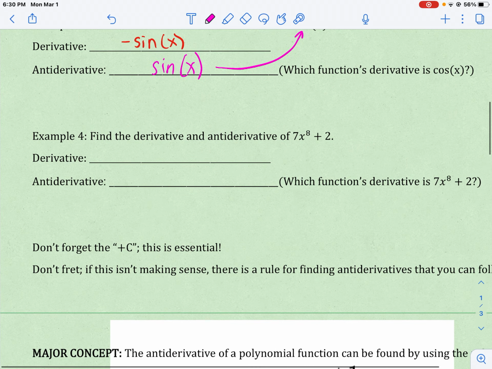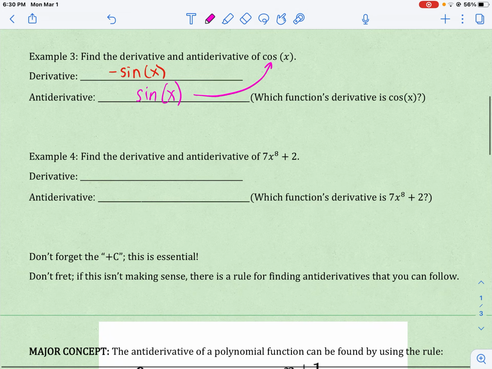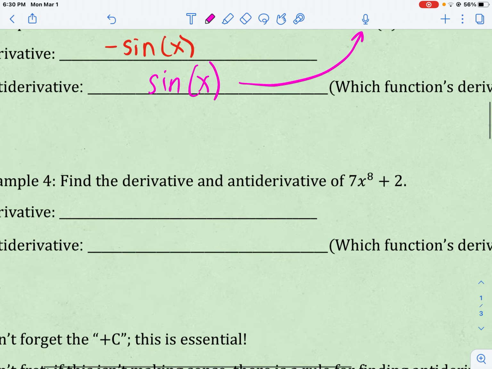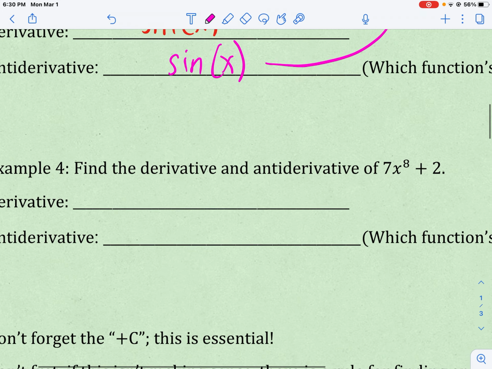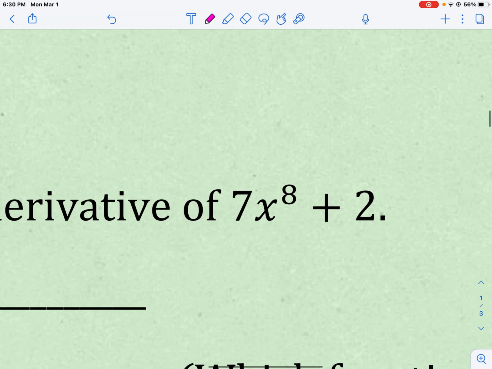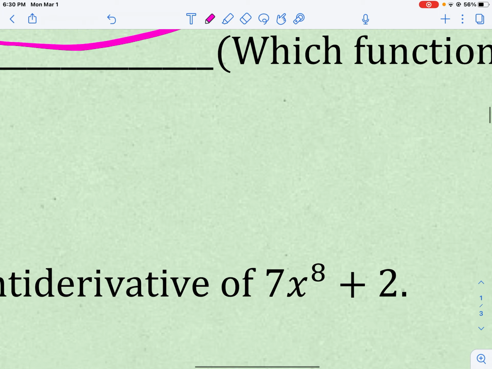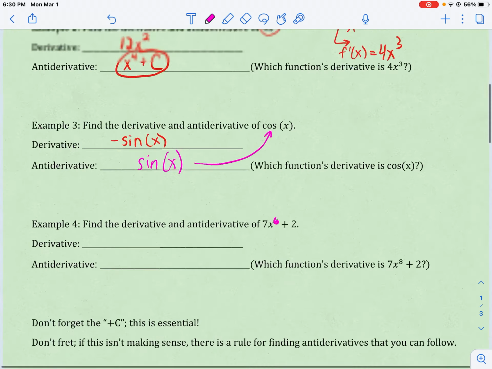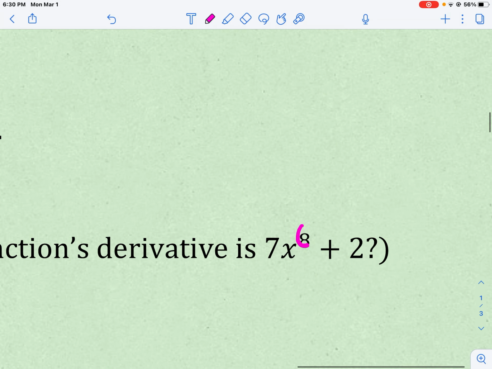All right, last one. A little bit more difficult. Find the derivative and antiderivative of 7x to the 8th plus 2. 7x to the 8th. That should say 6th. Okay. And that should say 6th.